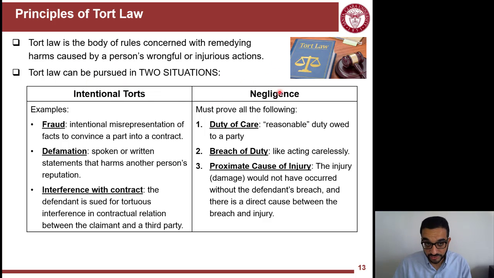Tort law can be applicable in two situations: when it's intentional, or when it's based on negligence. Intentional means there is intention to do the harm, and the other case is where there is no intention, but still you did the harm, so you're liable here.